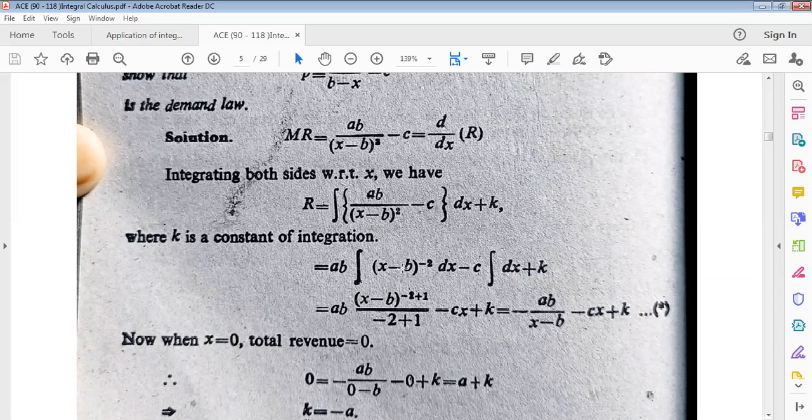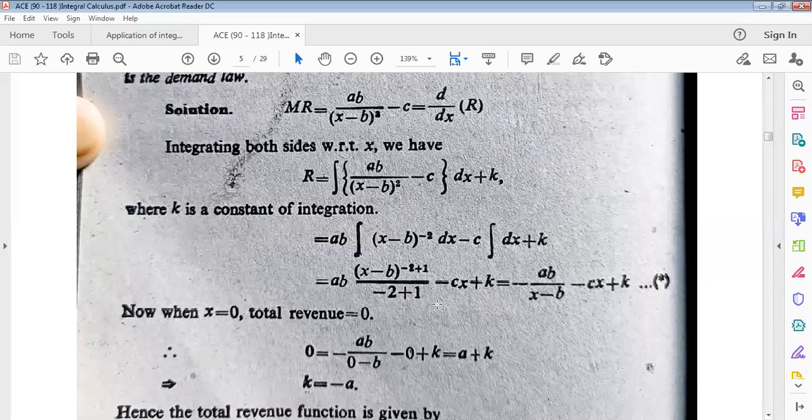This can be written using the x to the power n formula. To apply it, we write x to the power n plus 1 divided by n plus 1, where n equals minus 2 and x is x minus b. So x minus b to the power minus 2 plus 1, divided by minus 2 plus 1, minus c. There is no variable, so the integration of 1 is x, this is why minus cx. Then we must introduce a constant after integration. This is the plus k.